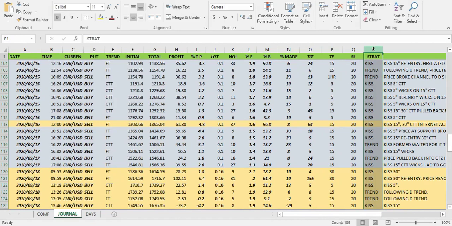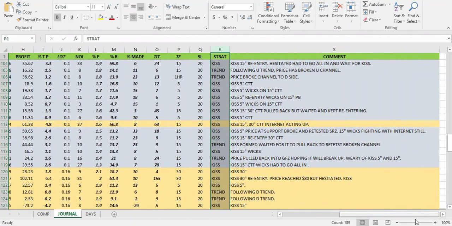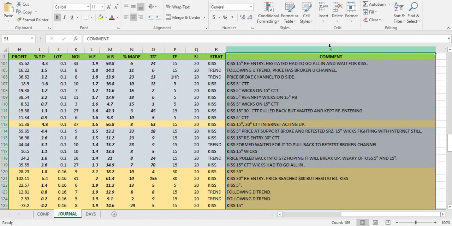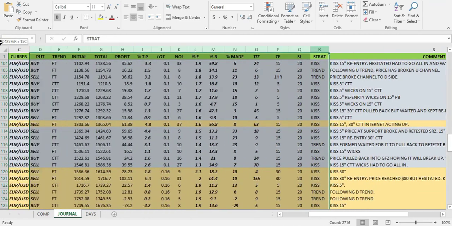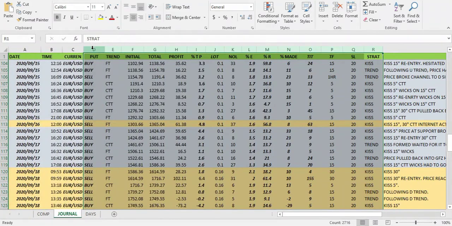Then this was the strategy. You'll notice that I'm using two strategies. I'm either following the trend or a scalping strategy. Then scrolling a bit to the left, you have the comments tab. The comments tab is where I was taking notes of what exactly was happening in my trades. This is the most important part of my trade. So if I could only journal two things, I would journal these.